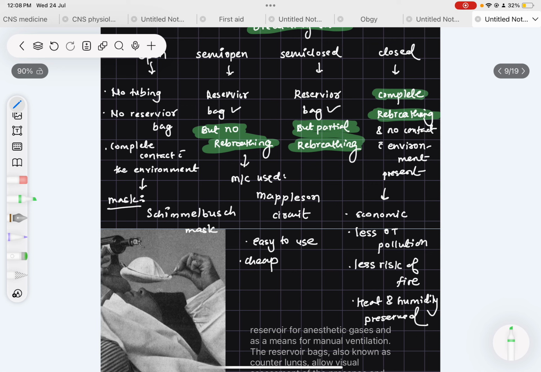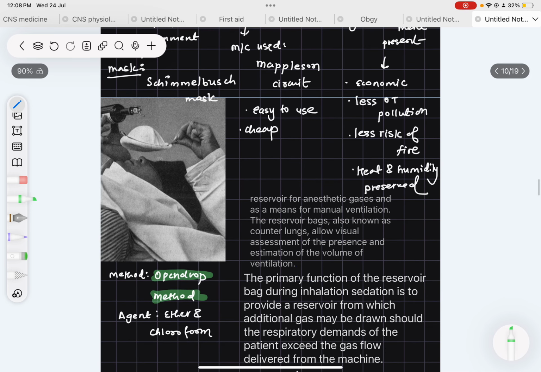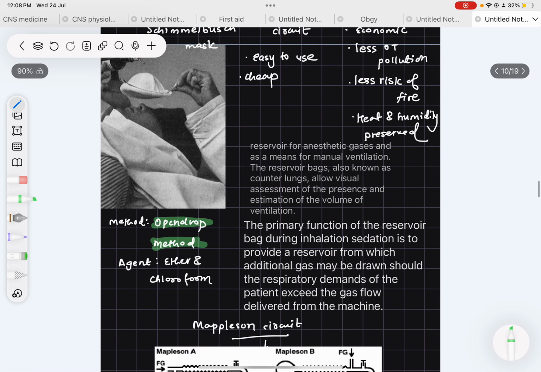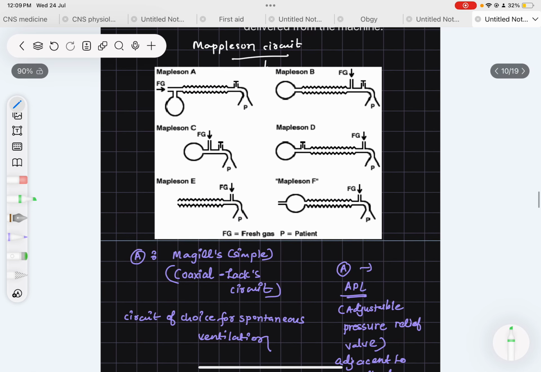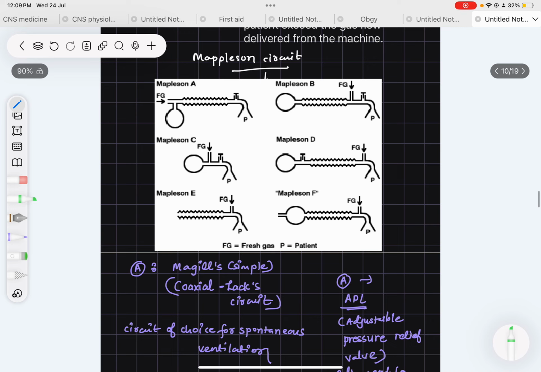And in the closed type there will be no contact with the outer environment, so it will be more economic, with less OT pollution, less risk of fire, and heat and humidity will be preserved in this. Okay, so you can see the different types of Mapleson circuit: A, B, C, D, E and F.